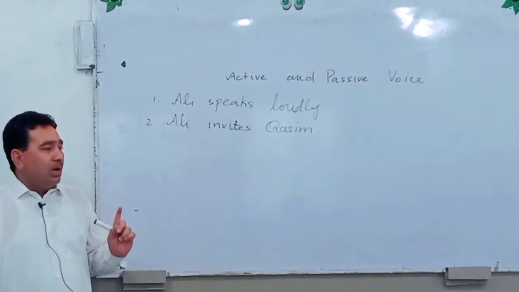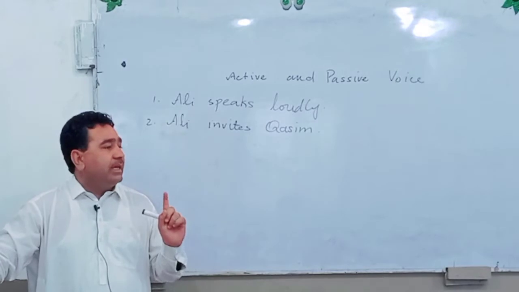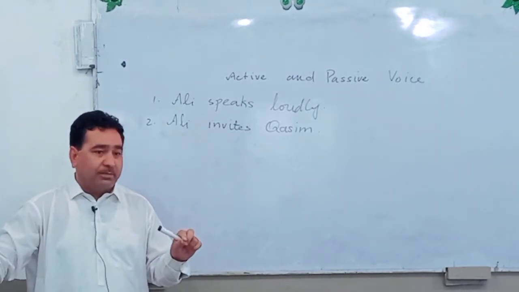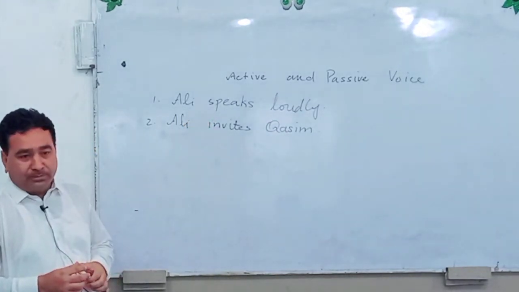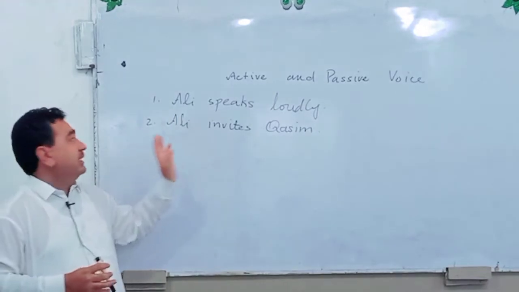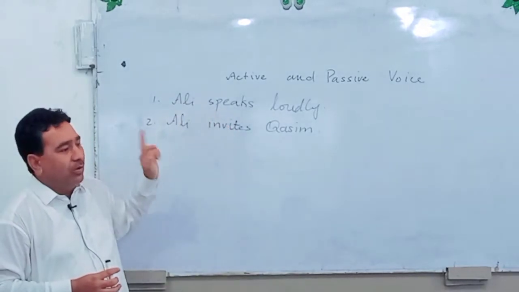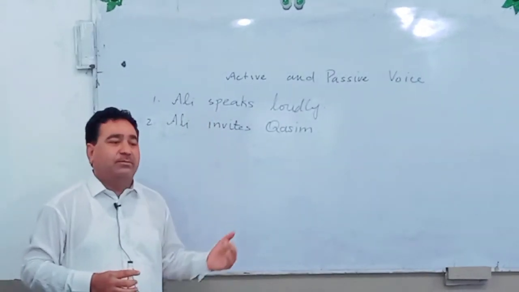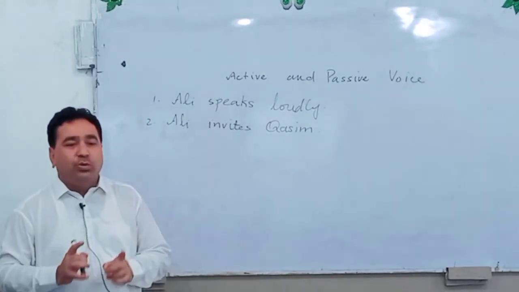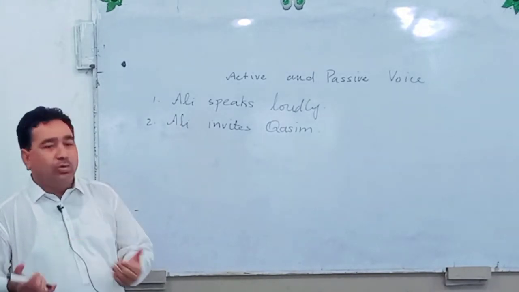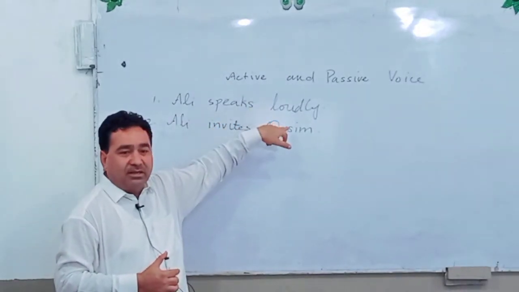Remember, you can only change a sentence from active into passive voice if there is an object of the verb. So, is there any object in the first sentence? No. So, it cannot be changed. That means that the verb speaks is used intransitively, and you can only change a sentence from active into passive voice if the verb is used transitively. And transitive verb means a verb used with its object. And you know how to find out the object. You just have to put what or who after the verb. If there is an answer, then there is an object.